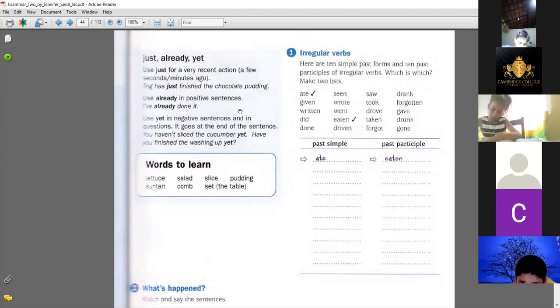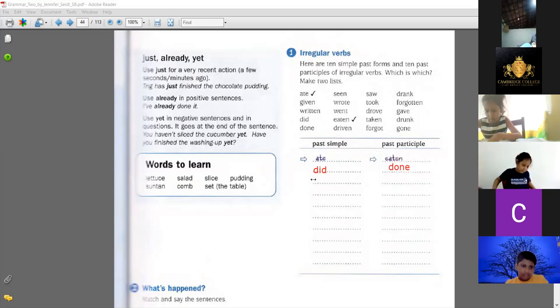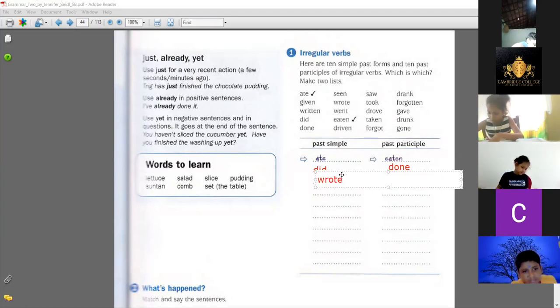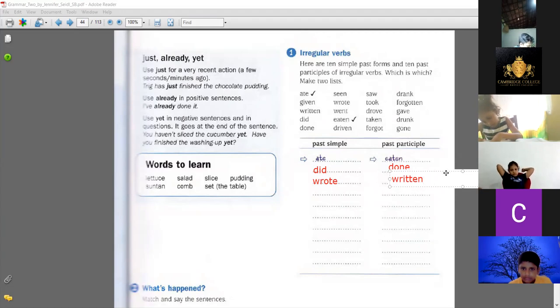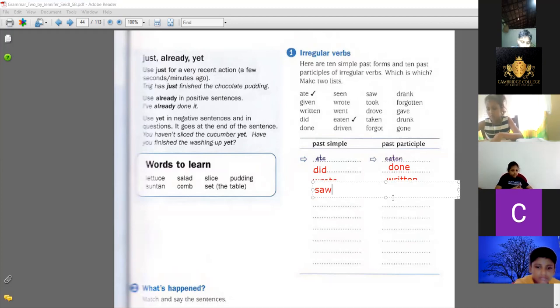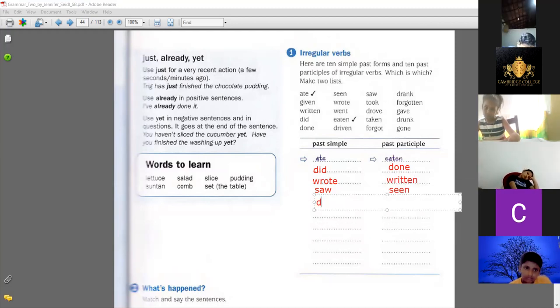All right, let's write the answers then. So here, did, D-I-D, did, then the answer is done. Next one, wrote, then the past participle form is written. Next one, saw, S-A-W, saw, seen. Check your answers. Next one, drive. Driven.